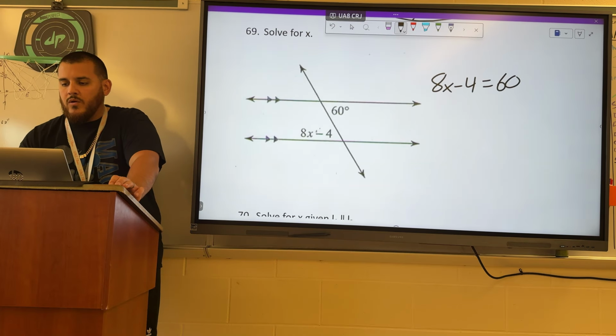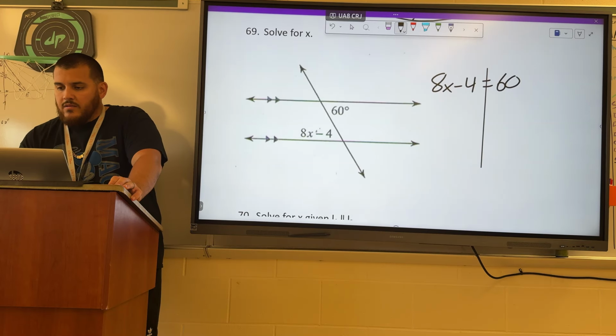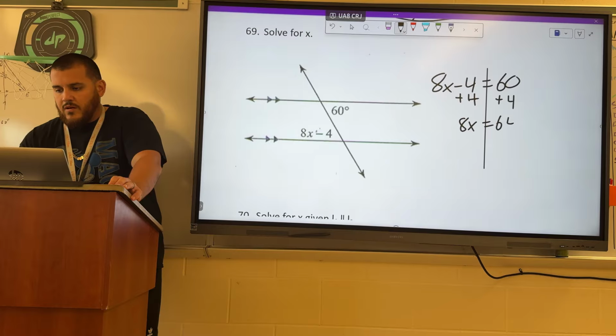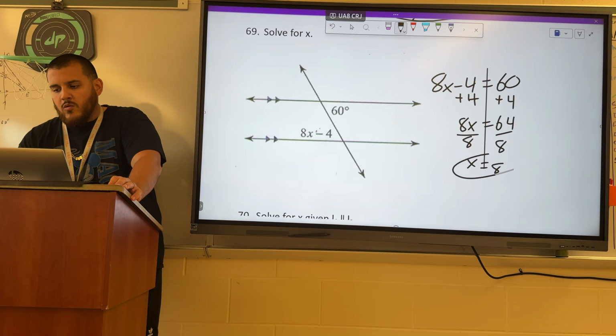So 8x minus 4 would equal 60. We can then do our algebra here to solve. Adding 4 to both sides will give me 8x equals 64. I can then divide both sides by 8 to get x equals 8.